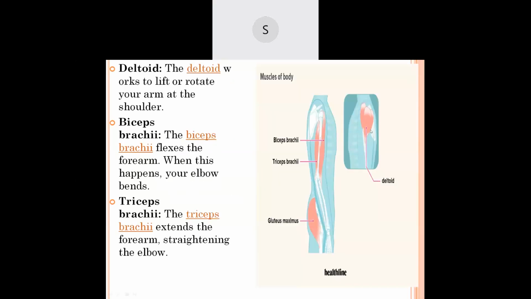Okay. Next is deltoid. This is your deltoid. Can you see me? Yes, ma'am. Okay, here, this is your deltoid. Understand this area, this part. The picture also, I'm showing you again. This area is your deltoid. And this deltoid, they help in lifting or rotating your arm at your shoulder. You can rotate your arm, you can lift your arm at your shoulder. In this way, they help you. This deltoid.